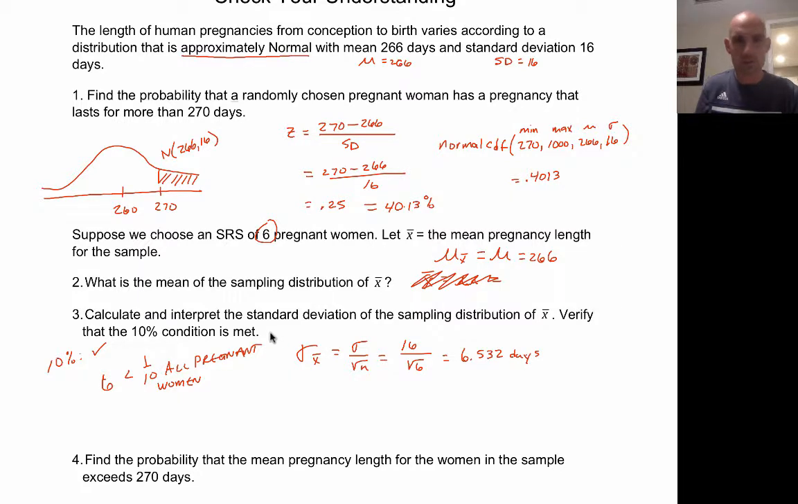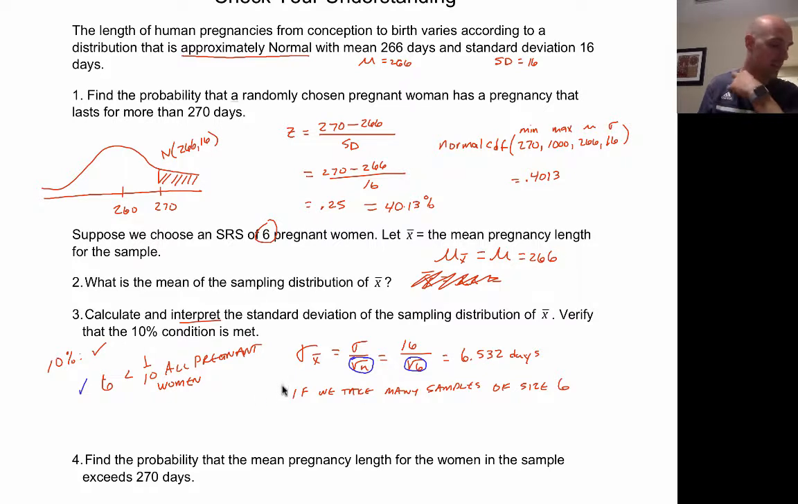And I believe they want us to interpret. So what does that mean? That means if we take many samples of size 6, and that's important, right? Because what we just did was we made it a condition. So yes, it met the 10% condition, but this calculation is based on the square root of n, which was the square root of 6. So the only statement that we can make here is based on a sample of size 6.